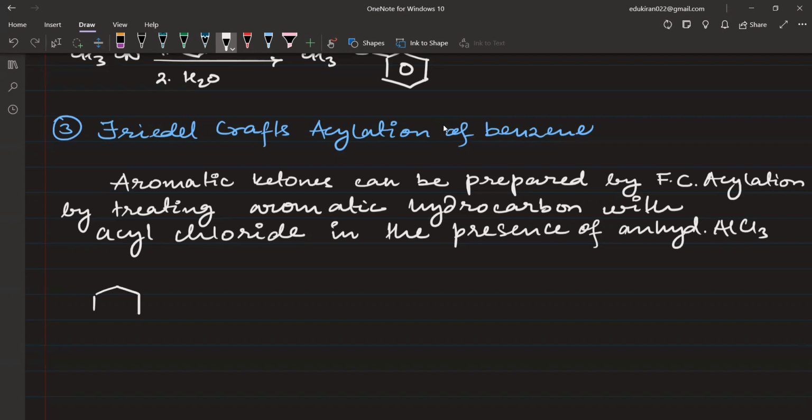So you have a benzene ring, and here you have one acyl chloride such as CH3 C double bond OCl. Now, in the presence of AlCl3, first of all, let me tell you how to make the product. You start with CH3 C double bond O, and the next group will be the benzene.